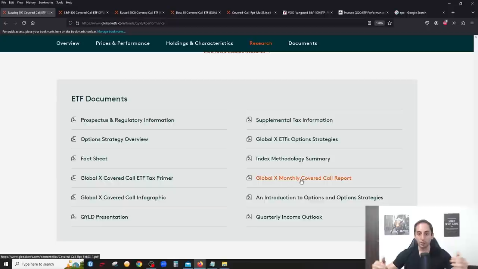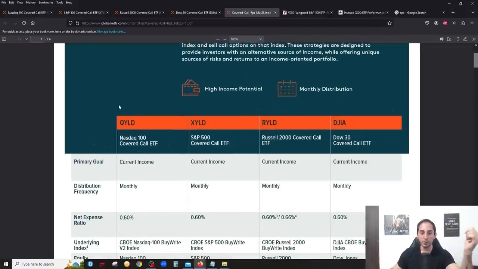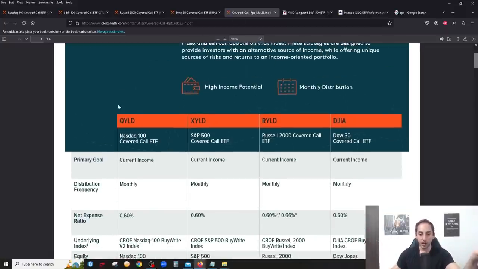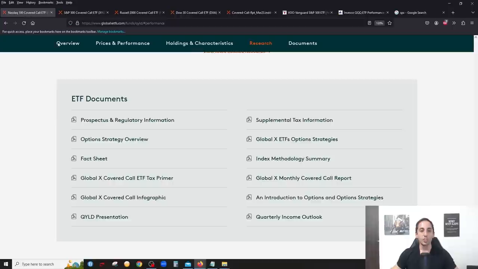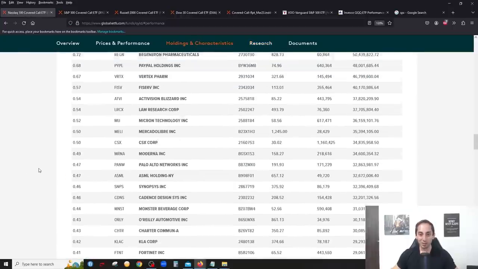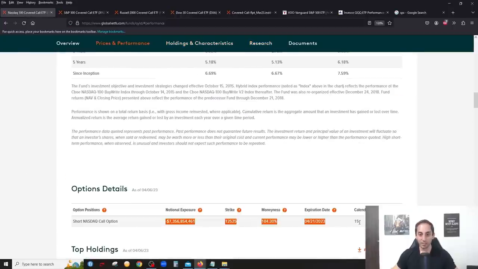The Global X Monthly Covered Call Report. This is the key document. Let's open it up together here. You see a summary of QYLD, XYLD, RYLD, DJIA. As you could see, the option moneyness is at the money, percentage of portfolio covered, 100%. So this is probably the most aggressive covered call strategy you could do. You're giving up all the upside for the biggest monthly option premium that you're getting, which again, you could actually track yourself for all these funds here.